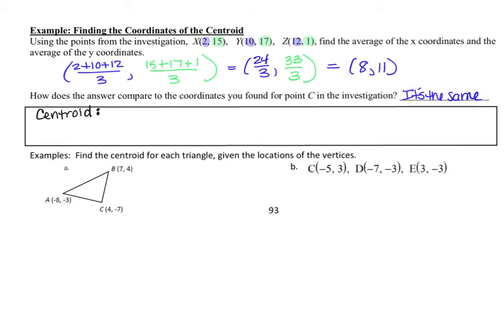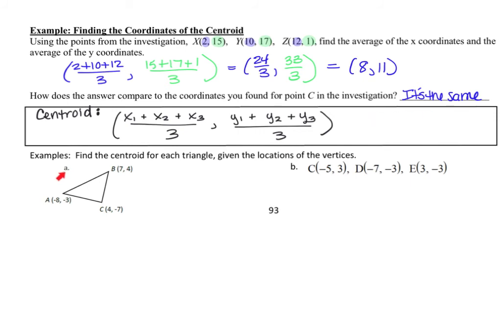There's a formula for this. It's x sub 1 plus x sub 2 plus x sub 3 divided by 3, and then y sub 1 plus y sub 2 plus y sub 3 divided by 3. So all we would have to do to find a centroid is replace all the x values here, replace all the y values here, divide by 3, and your answer will be the ordered pair of the centroid.